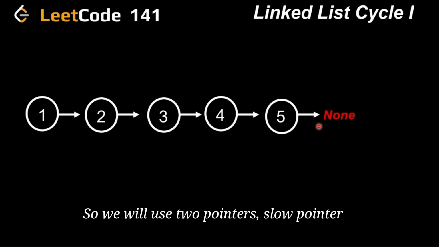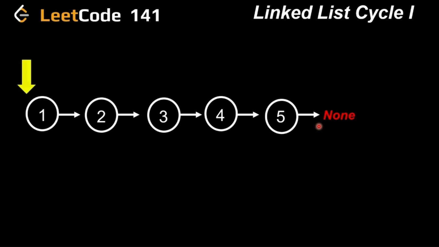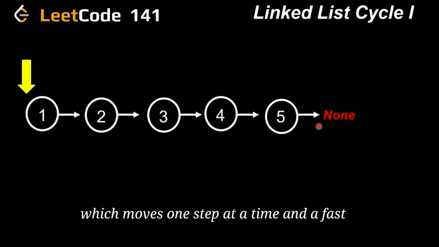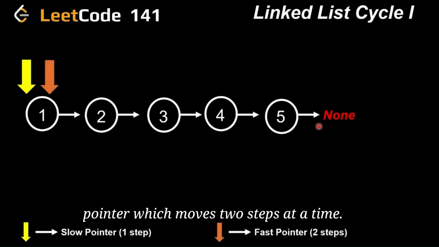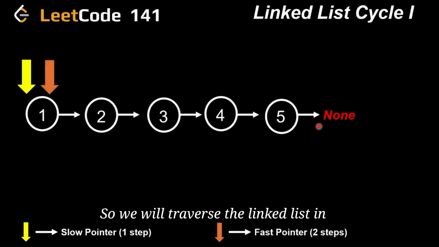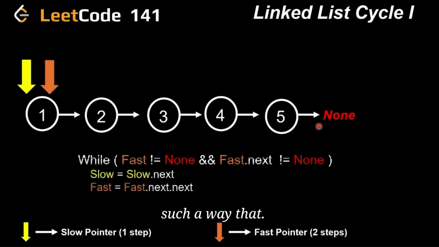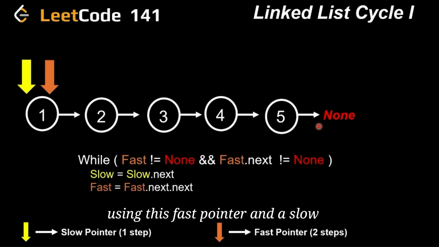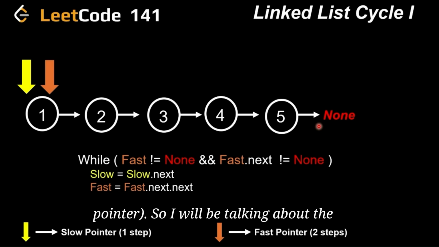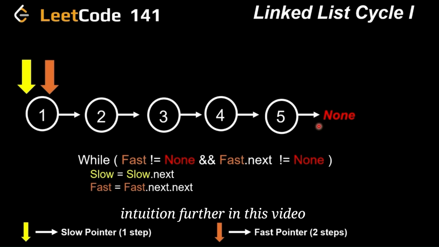We will use two pointers: a slow pointer, which moves one step at a time, and a fast pointer, which moves two steps at a time. We will traverse the linked list while the fast pointer does not equal none, or the fast next pointer does not equal none. You will think, why are we using a fast pointer and a slow pointer? I will be talking about the intuition further in this video.